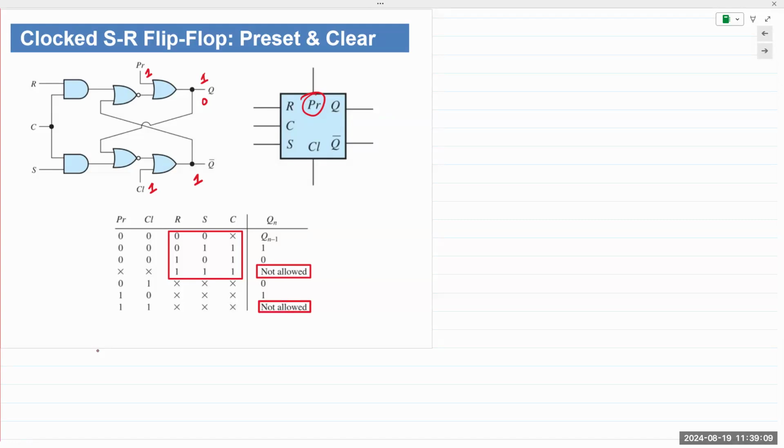If you're trying to preset it to 1 and you're also clearing it out at the same time, it's a race against time. Whichever input reaches first is what you would get in the output. It could be 1, it could be 0, no way to predict it, hence unpredictable, hence not allowed.